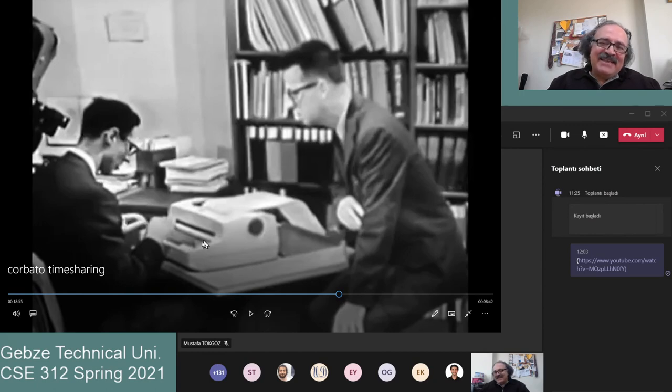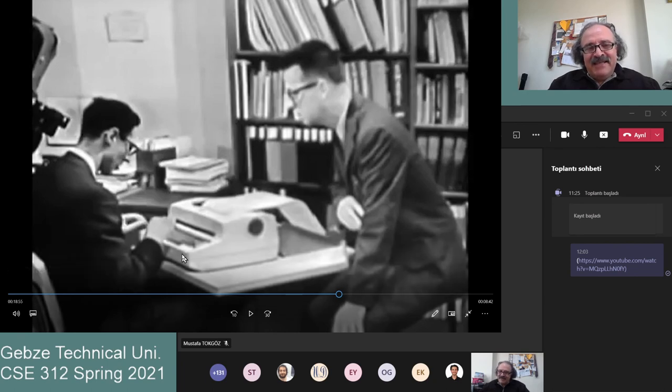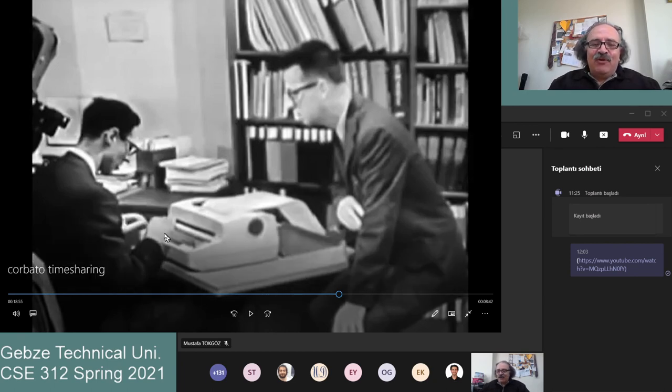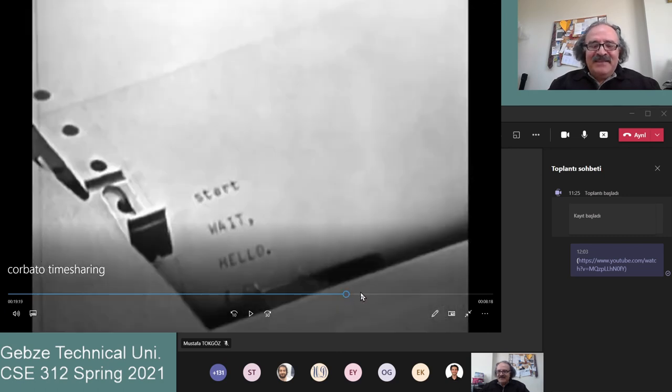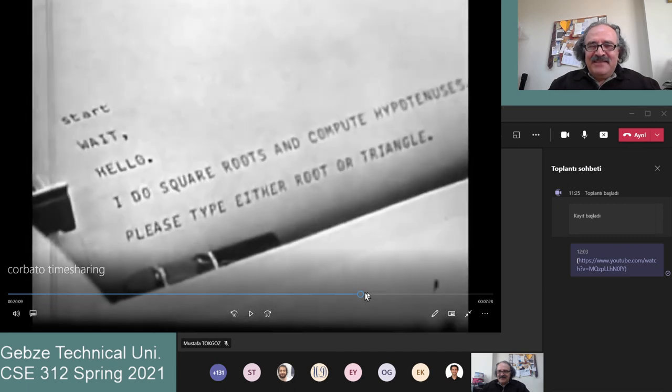And this is the keyboard that he is using, actually. He doesn't have a terminal. He doesn't have a screen. So he is sending all of these commands using this teletype writer. Okay, so this is his computer.